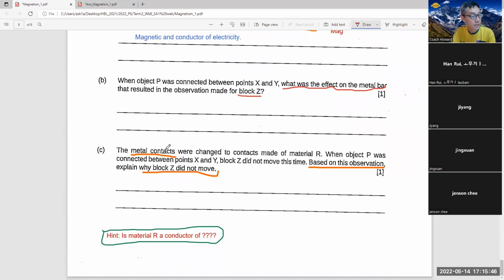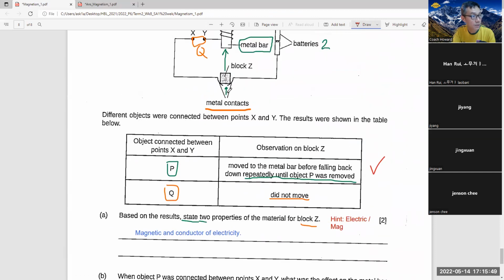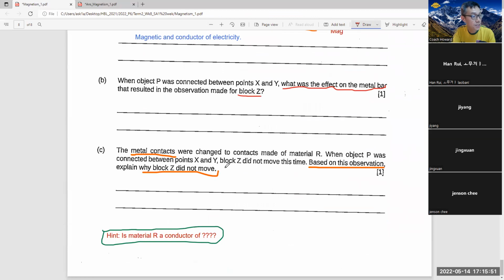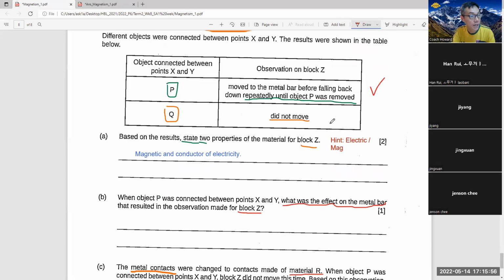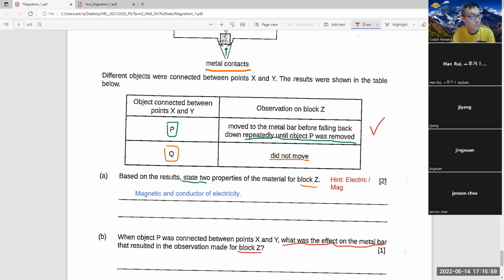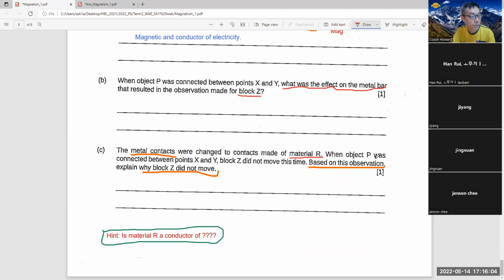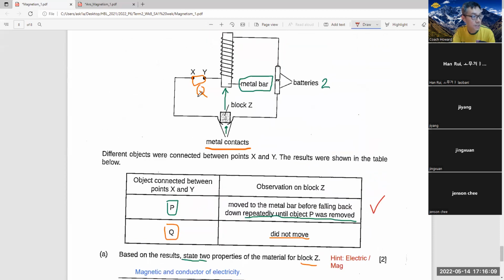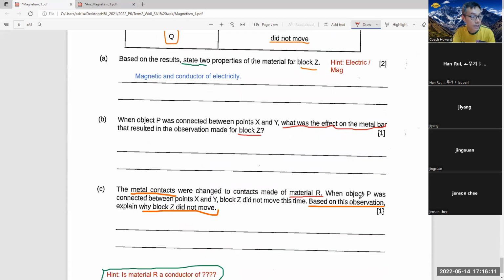Then this part, the metal contacts here, they were changed to contacts made of material R. That's when they change this part, the metal contact, to material R. And when that happened, object P, which initially can conduct electricity when connected at point X and Y, this time Z did not move. So based on this observation, explain why Z did not move.